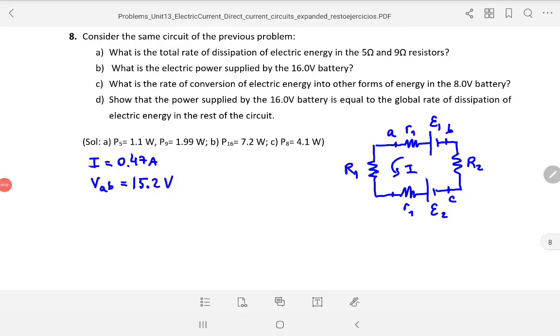In this video, we solve problem 8 of unit 13. In this problem, we have to use the same circuit as in problem 7. So I've drawn it here for you to remember. It consisted of two real batteries.